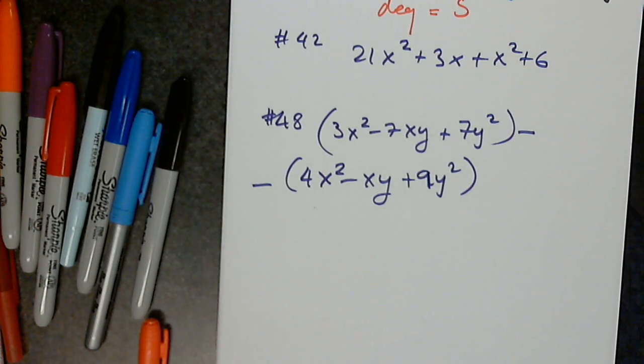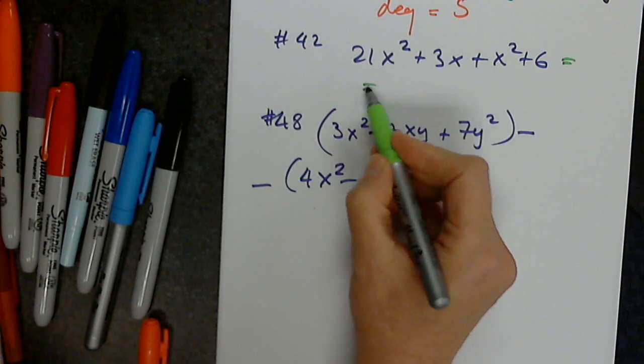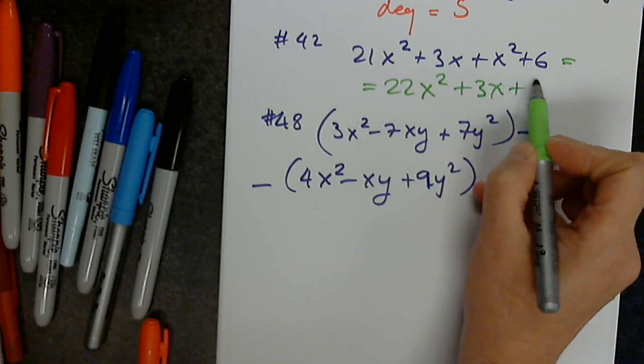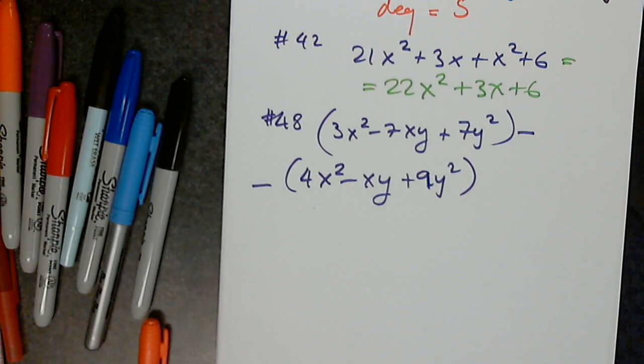Can anyone tell us the answer for 42? 22x squared plus 3x plus 6. And if I ask you what is the degree of this polynomial, what would you say? 2. And if I ask you what is the leading term? 22x squared. And what is the leading coefficient? 22. How many terms does it have? 3. Good. 48, please.